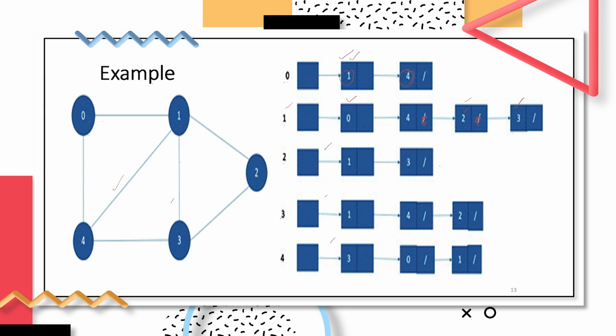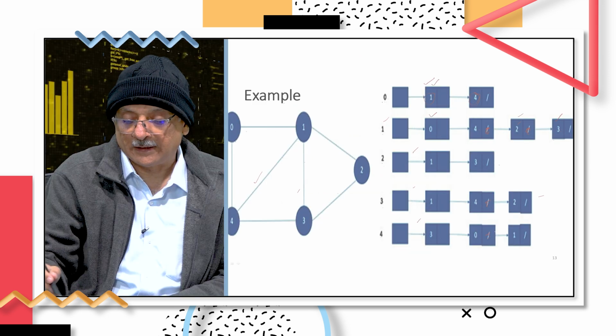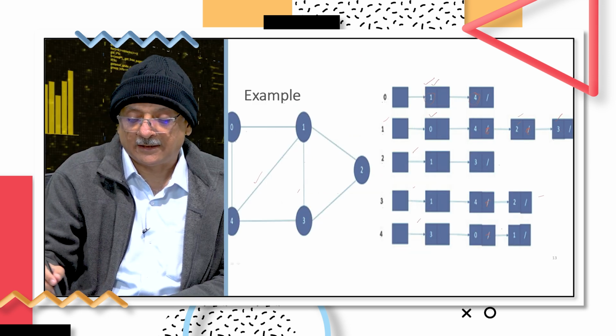Similarly, from node 3 we have 1, 2 and 3. So, from 3 to 1, then 3 to 4, and 3 to 2. So, this is also not to be considered. So, 3 to 1, 3 to 4 and 3 to 2. This becomes the link of node 3, and for 4, once again you have 3 links: 4 to 3, 4 to 0 and 4 to 1. So, that is how you will be having 3 links available.